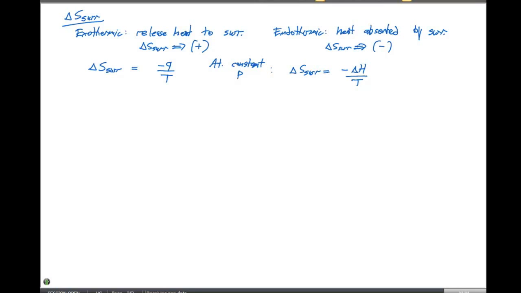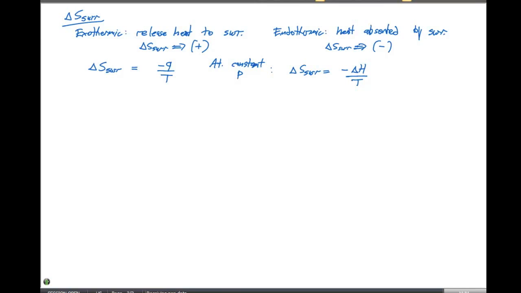This might not make sense about why we're doing this now, but a little bit later in lecture, we're going to try to define when a particular system is spontaneous and when it's not spontaneous, and we're going to need the information from this particular equation right here. So at constant pressure, the delta S of the surroundings is going to equal negative delta H divided by T.